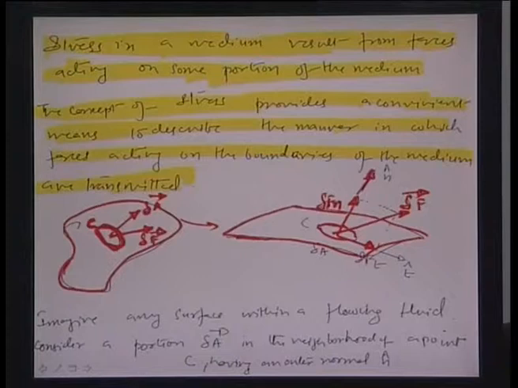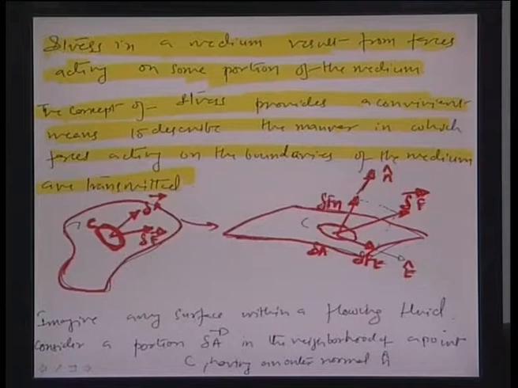So essentially, we are resolving this delta F vector into delta F n, that means delta F in the normal direction to the area, and another component delta F t, delta F tangential to the direction of the area. Okay, the value here for this normal vector is also delta A. And this is the tangential direction represented as t cap, and this is the normal direction represented as n cap.